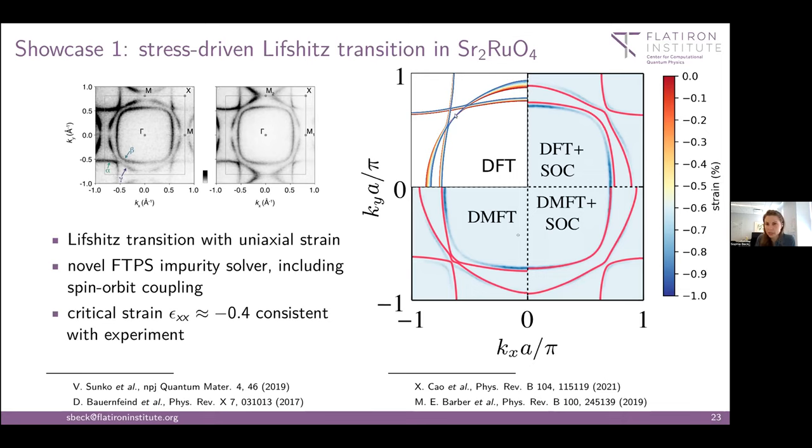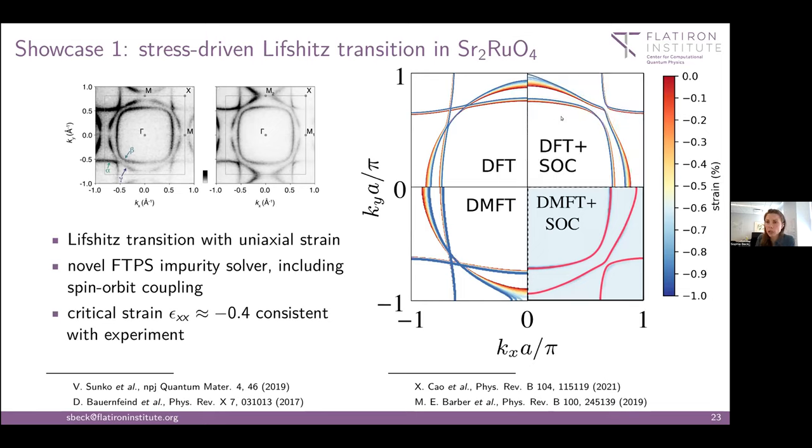You see that at the DFT level, we've already agreed that this agreement or disagreement is pretty strong, but there's no way to open this gap. At the DMFT level, you do get this gap, but still have the crossing. If you do DFT plus spin orbit, again, the critical strain is much overestimated. But only if you do DMFT plus spin orbit coupling, you get the critical strain, which is actually very consistent with the experimental strain, which is something like -0.4%.